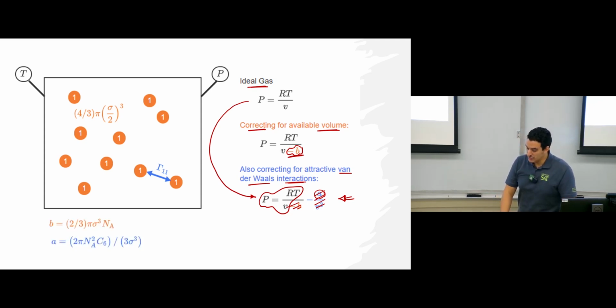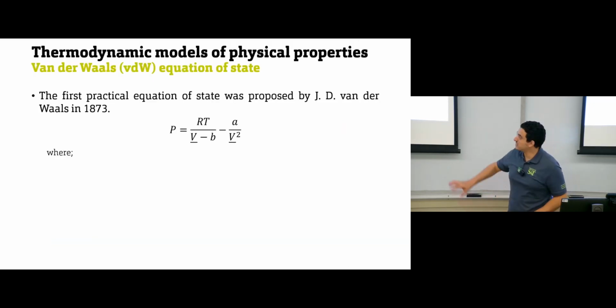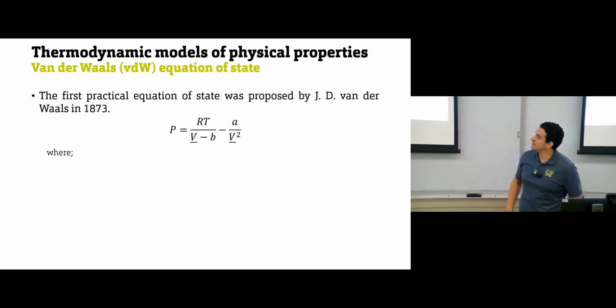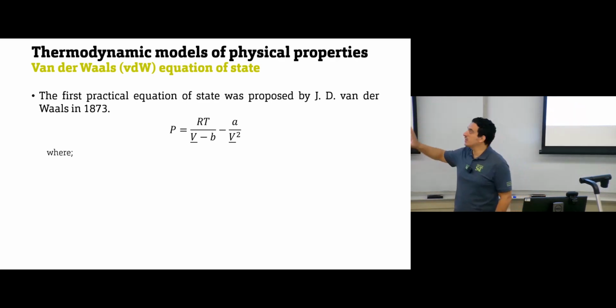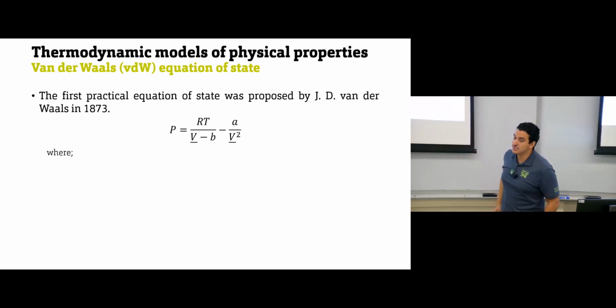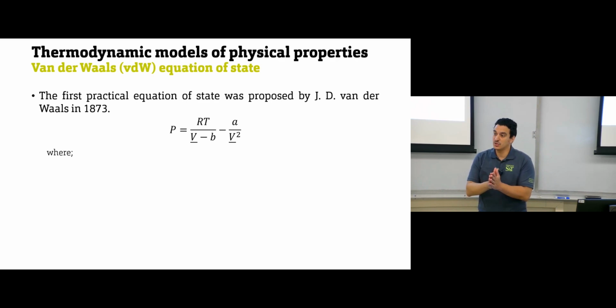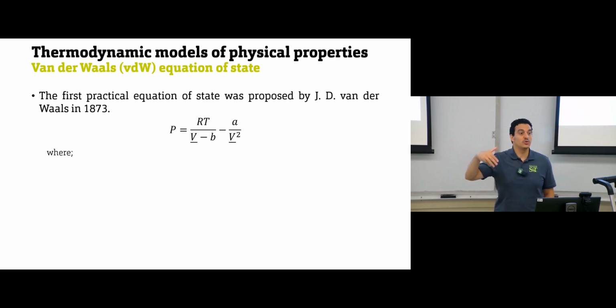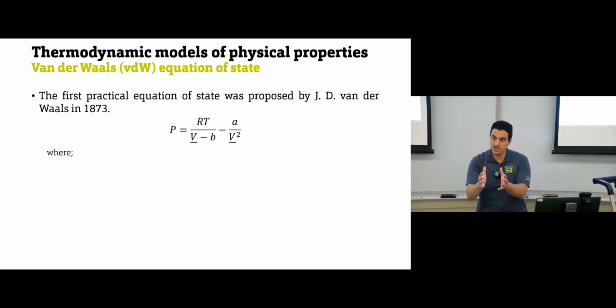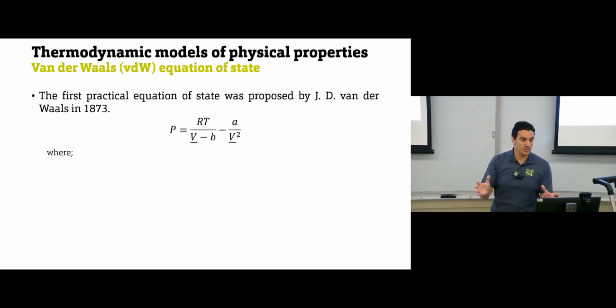Okay, so this is the ideal gas equation of state, and this is the general representation of the van der Waals equation of state. So van der Waals in 1873 proposed this equation, and he said this equation overcomes the limitations of the ideal gas equation of state, and we can use it at high pressures. So at low pressures, we can use the simplified ideal gas equation. At high pressure, we can use the van der Waals equation of state.